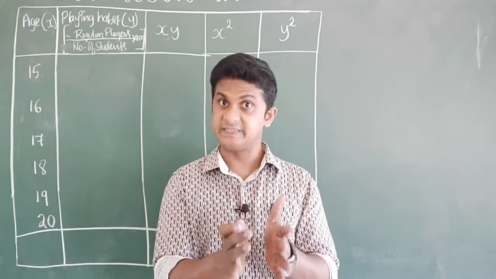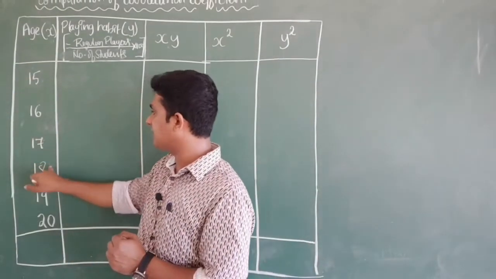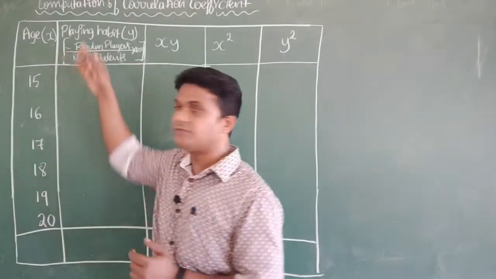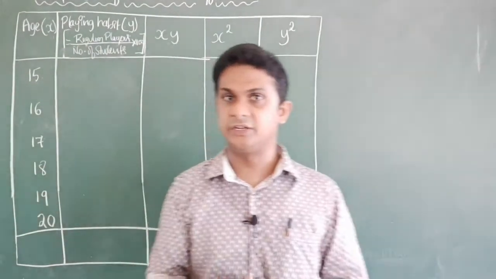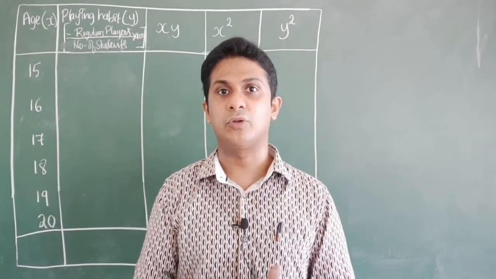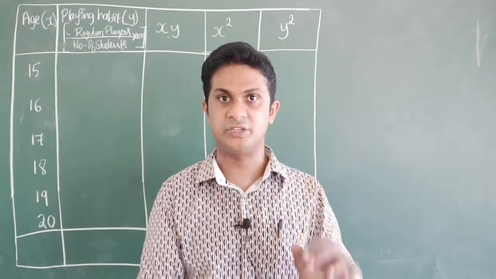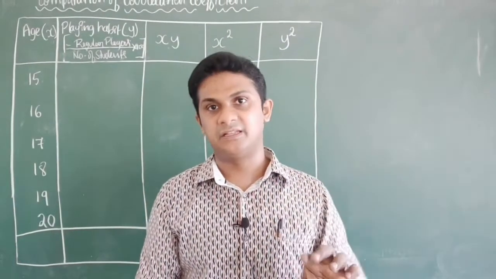The first variable is age, so I'll be considering that as x, and the values of the given variable I have written here. Then we need to generate, as I said earlier, another variable called playing habits, that we are calculating on the basis of the other two variables which are given in the question. One is regular players, another one is number of students.